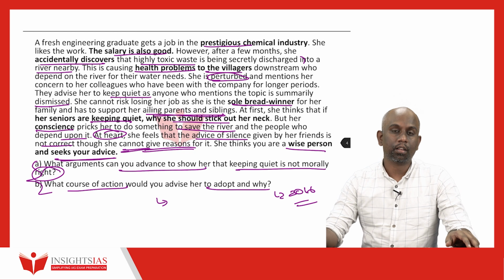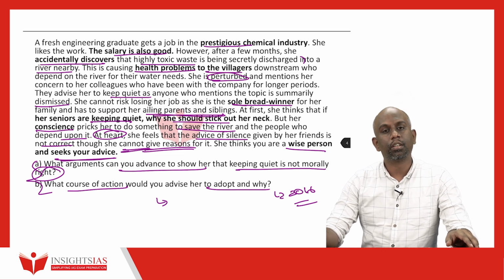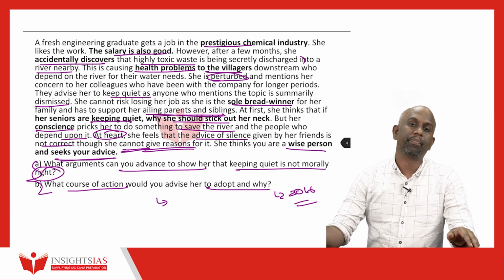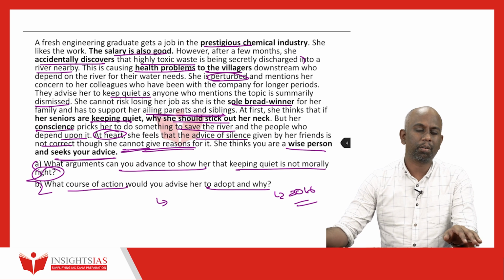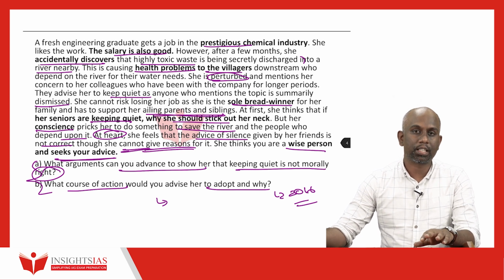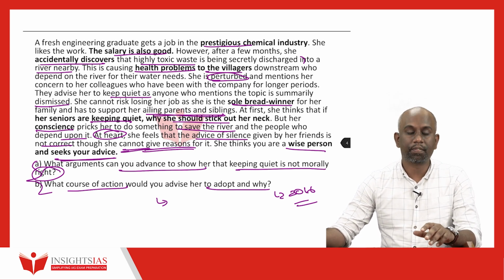Why is it that she knows, she accidentally has discovered, accidentally? And what is it that she has accidentally discovered? That the plant is letting out toxic waste which is hampering the river and which will have a disastrous health impact on the people of the region. She wants to talk about it, but she's afraid. She lacks that courage.